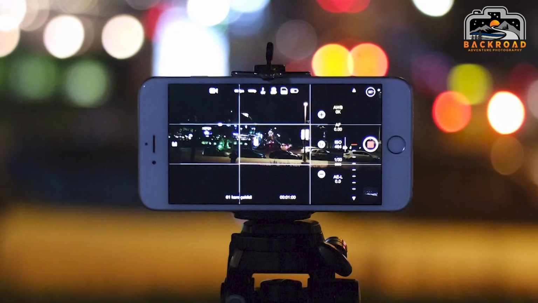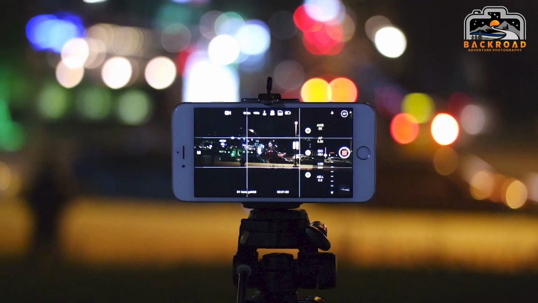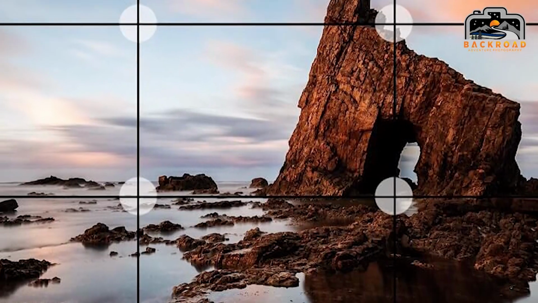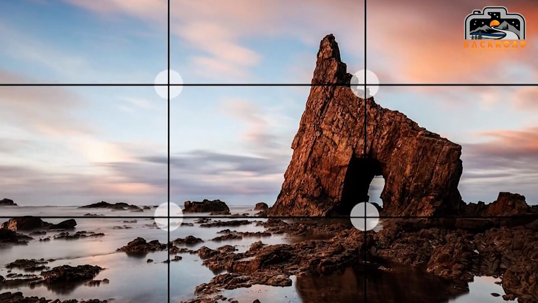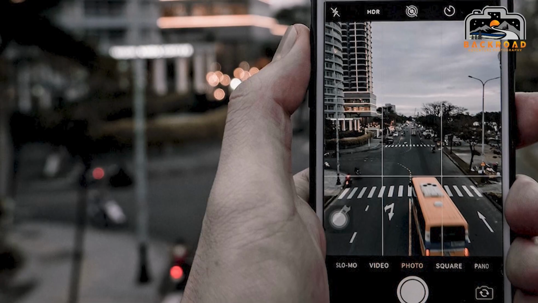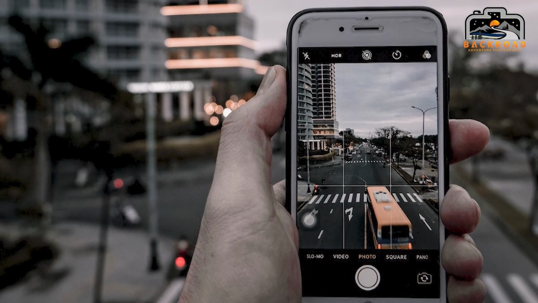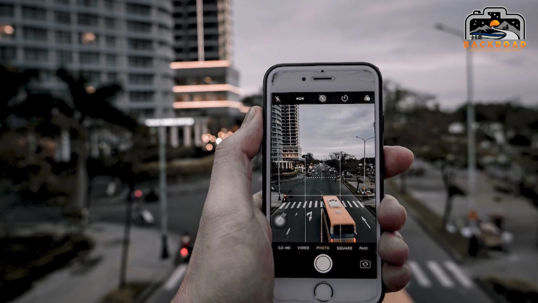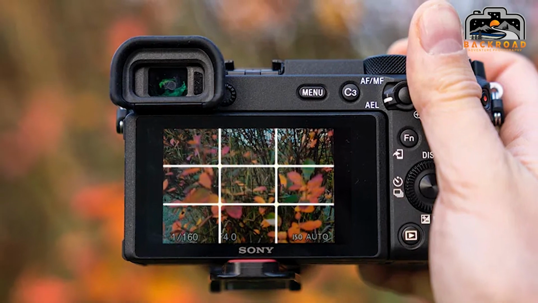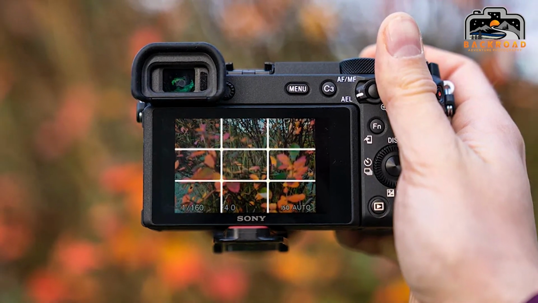The rule of thirds involves mentally dividing your frame into a 3x3 grid, forming 9 equal parts. The key is to position your main points of interest along these grid lines or at their intersections. Placing your subject off-center creates a more dynamic and visually pleasing composition. Imagine the grid lines as a guide to help you position your subject creatively.